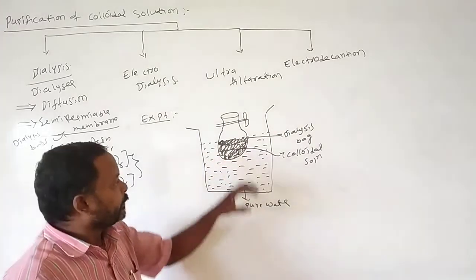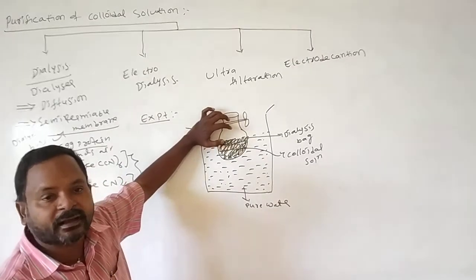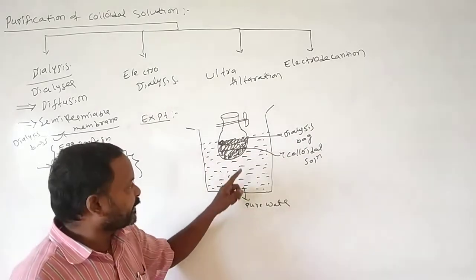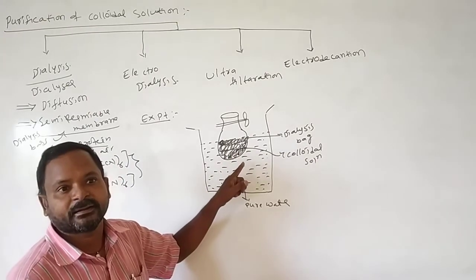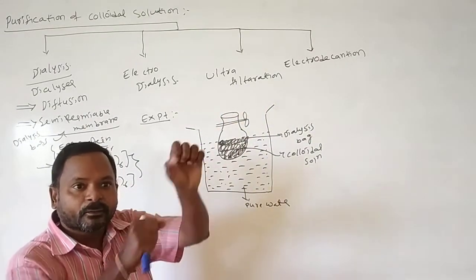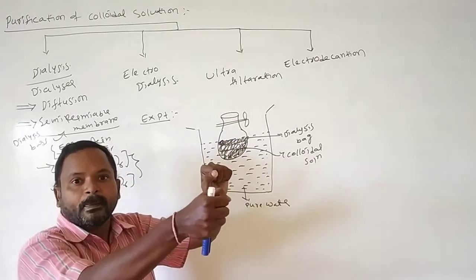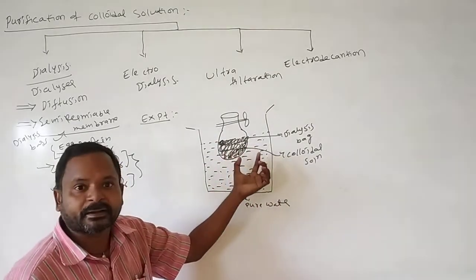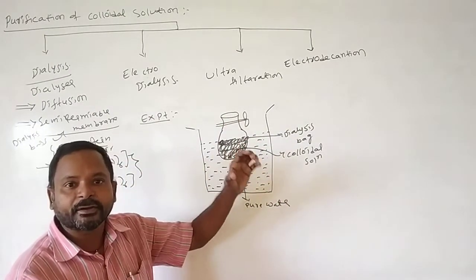What happens? The impurities from the dialysis bag move towards the pure water. What is the role of this semi-permeable membrane? Here we close the bag and rotate it like this, which means we are increasing the pressure. Increasing the pressure means only solvent particles, or small impurities, are allowed to pass to the outside.